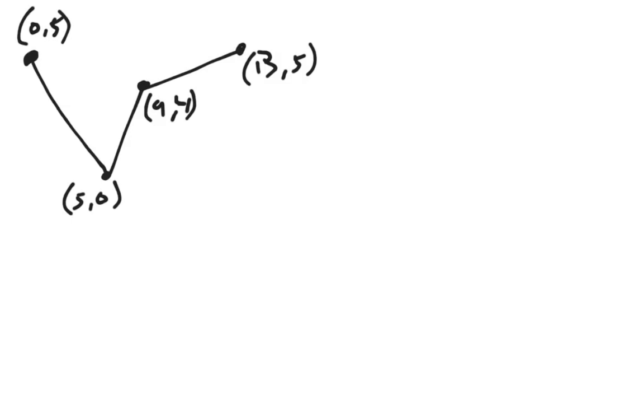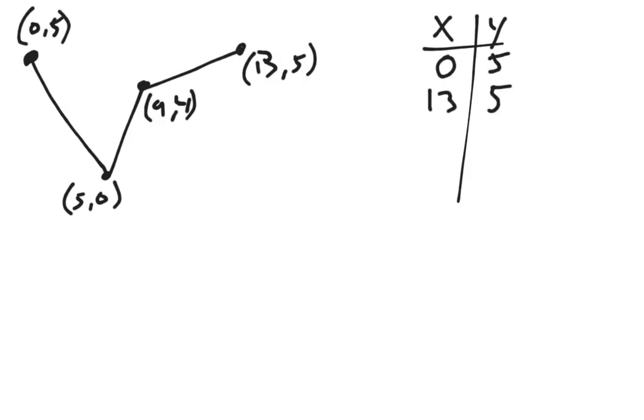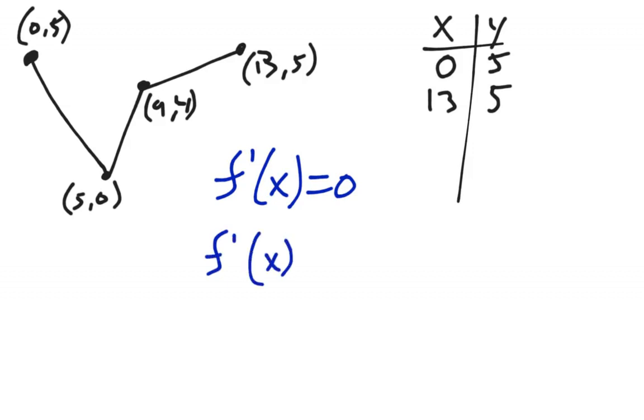So we start with our endpoints, so we make our xy chart. Our endpoints are 0 and 13, and the y values of each of these are both 5. Okay. Now we need to find our critical numbers. Remember that critical numbers are where f prime of x equals 0. Does that ever happen? No. But remember that the other definition of a critical number was where f prime of x was undefined.